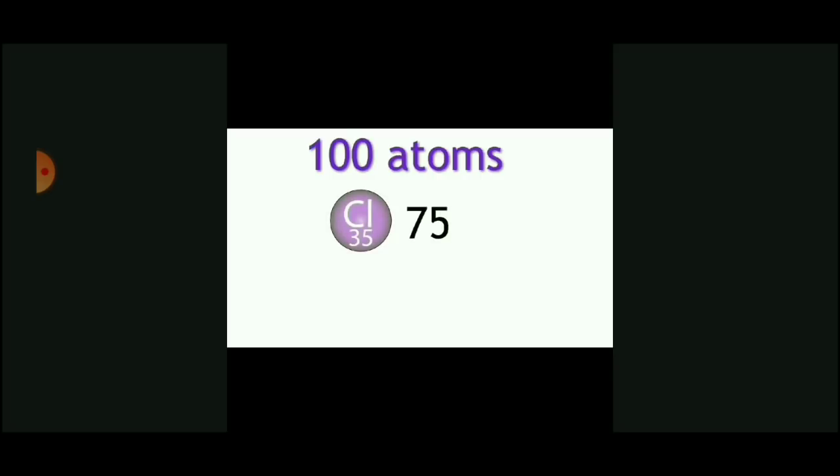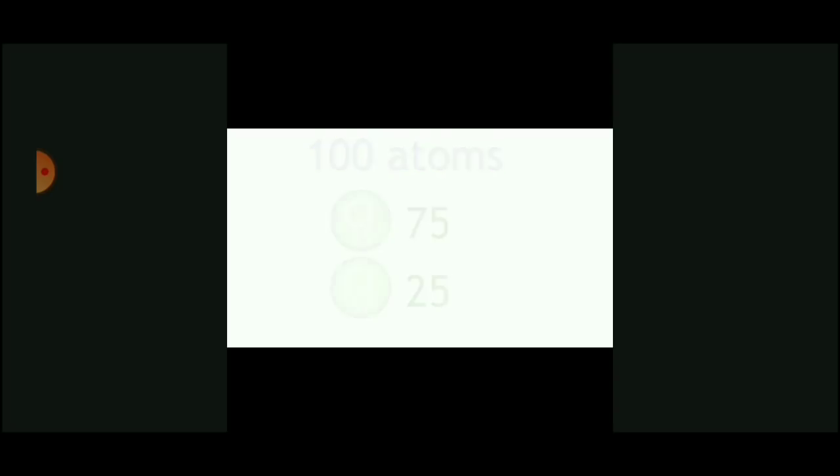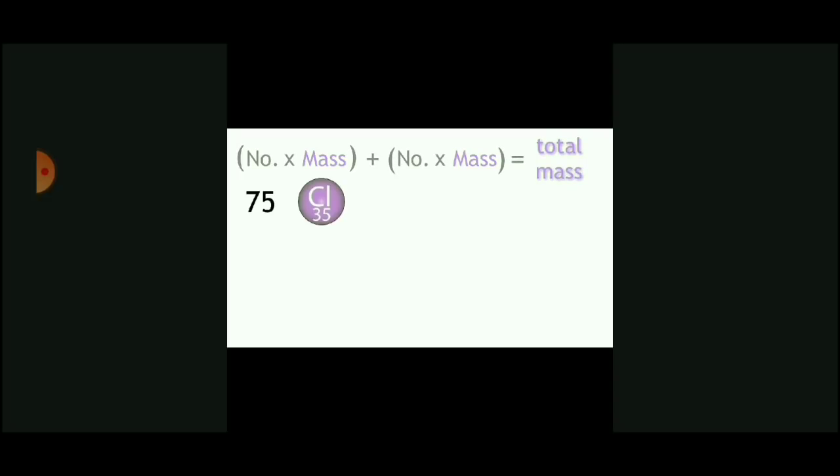Now consider there are 100 atoms in a chlorine sample. We have 75 chlorine-35 atoms and 25 chlorine-37 atoms. Now there is a formula to calculate the total mass, that is number into mass plus number into mass. In chlorine-35, 35 is the mass number. How many atoms did you take? 75. In chlorine-37, 37 is the mass number. We have taken 25 atoms.